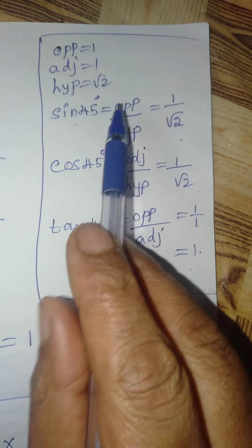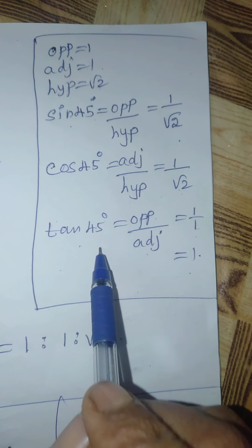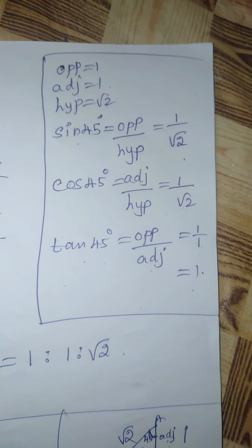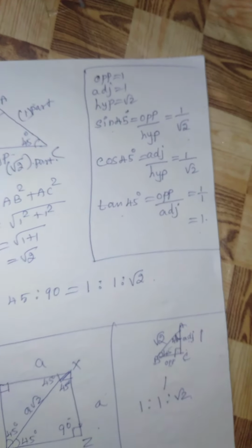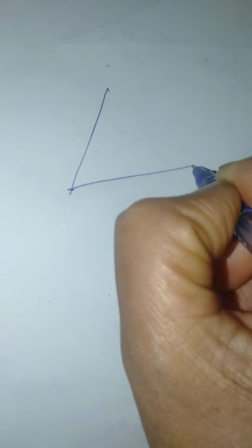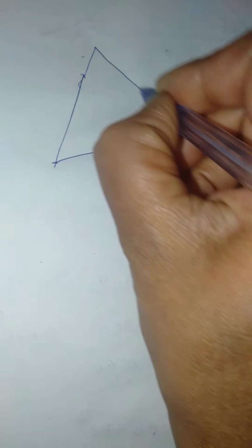So we got the values for sin 45, cos 45 and tan 45. Like this we can get all the other values for 30 and 60 degrees. Even for 30 degrees, I will just give you one example. For example, consider an equilateral triangle. With an equilateral triangle, you all know all the angles will be 60 degrees.